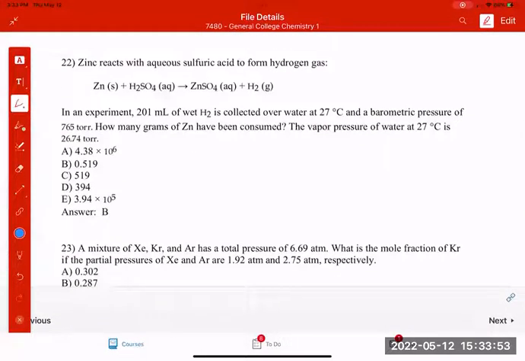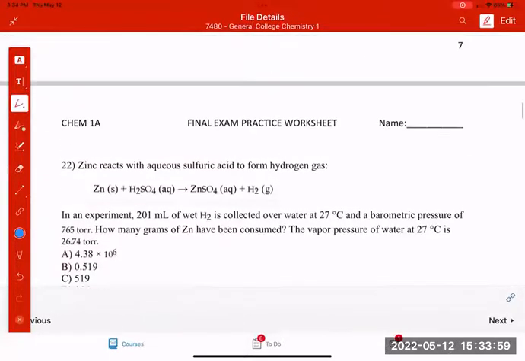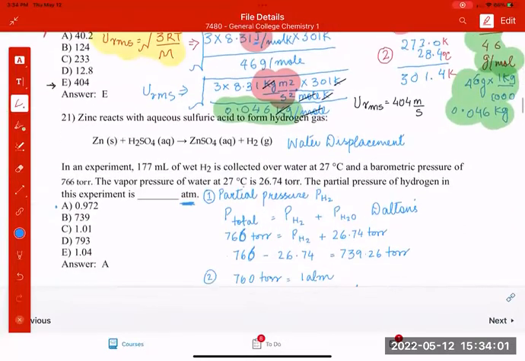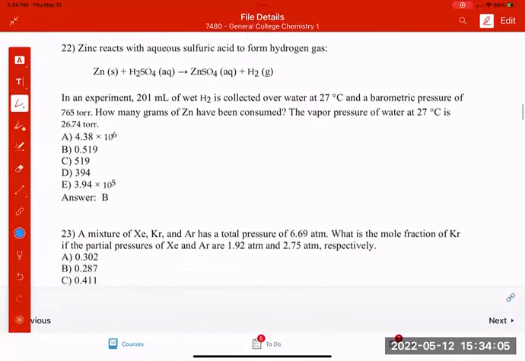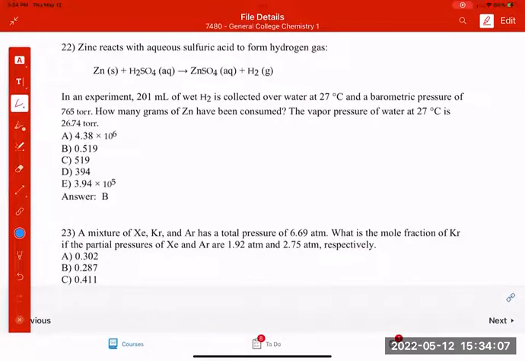So this is actually similar to this one, just a part of it, broken down. In this experiment, 210 milliliters of wet hydrogen is collected over water and the barometric pressure is 765 torr. How many grams of zinc have been consumed? First thing you're going to do is find the partial pressure of hydrogen.